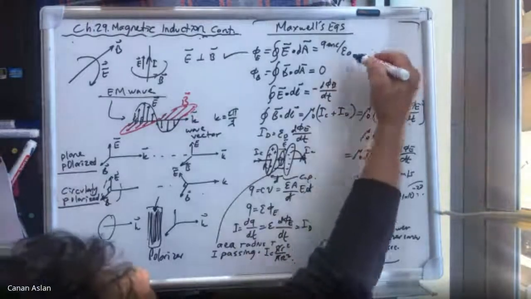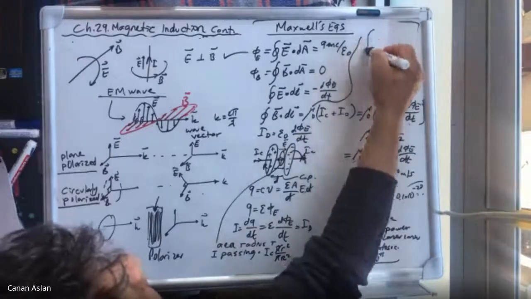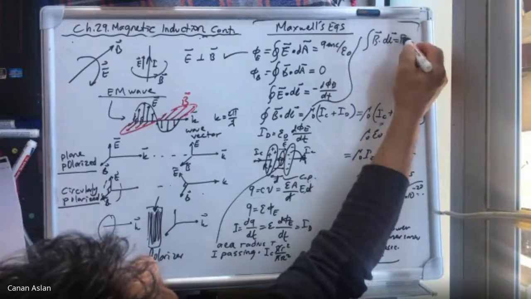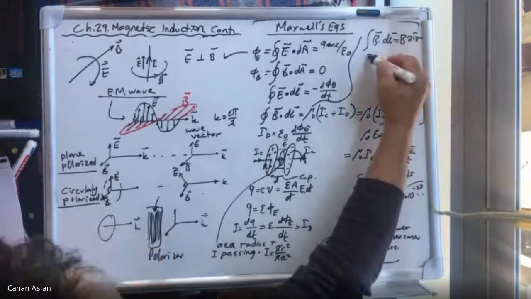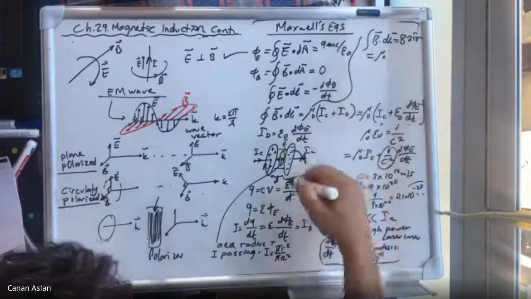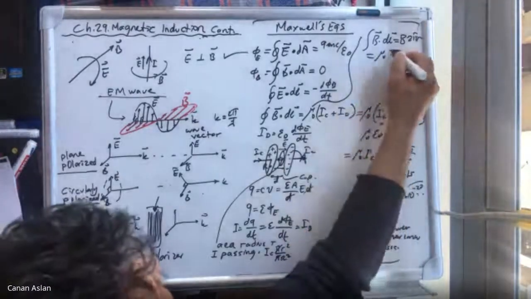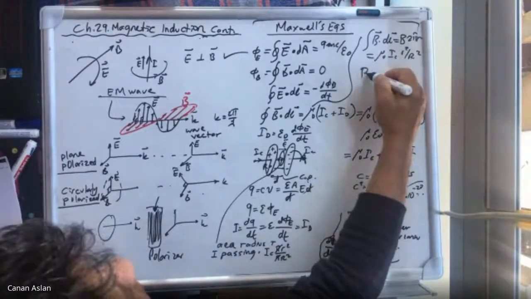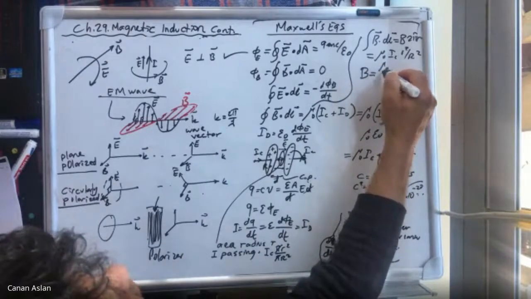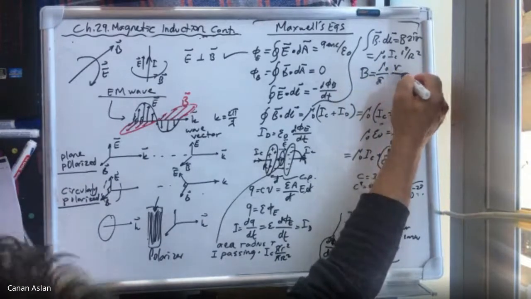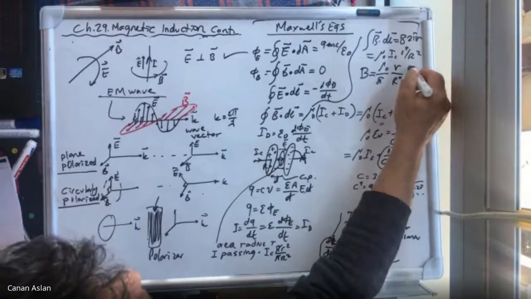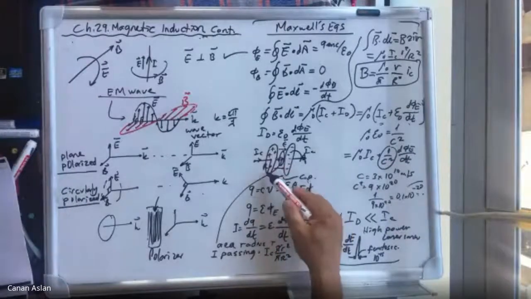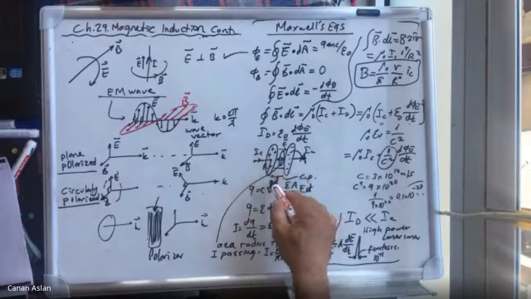Now, B dot dl will be equal to B times 2 pi r, and that equals mu 0 times the enclosed current, I_C times r squared over capital R squared. From this, we can find the magnetic field: B equals mu 0 over 2 pi r, times r squared over R squared, times I_C. Wow, interesting, isn't it? Because all of a sudden we see that in the capacitor there is a magnetic field.